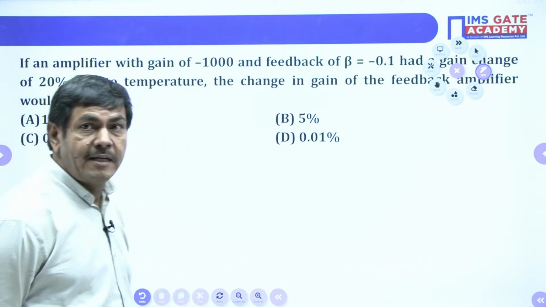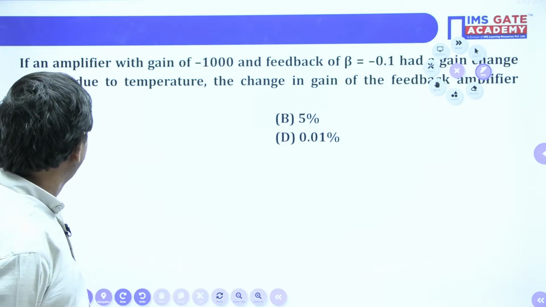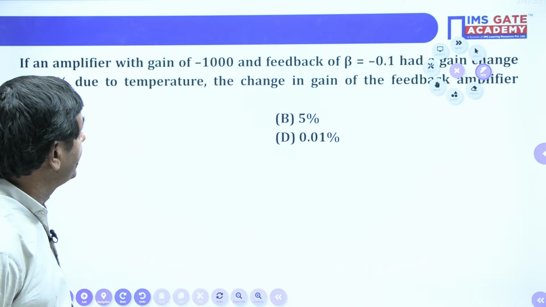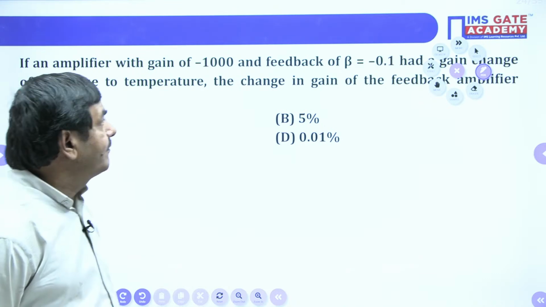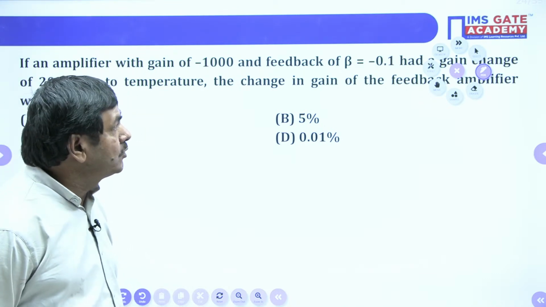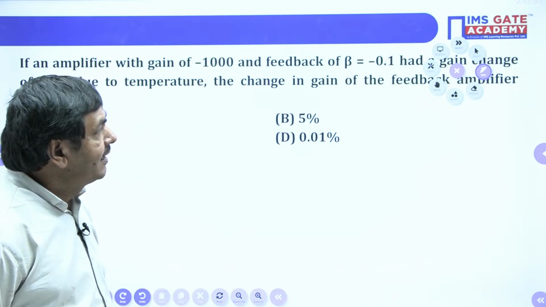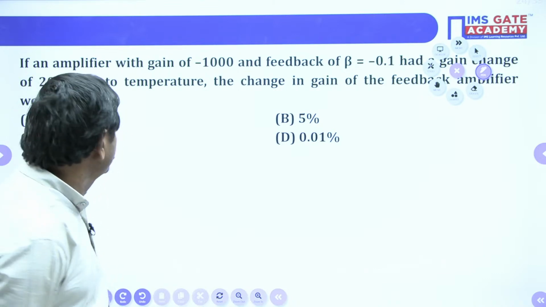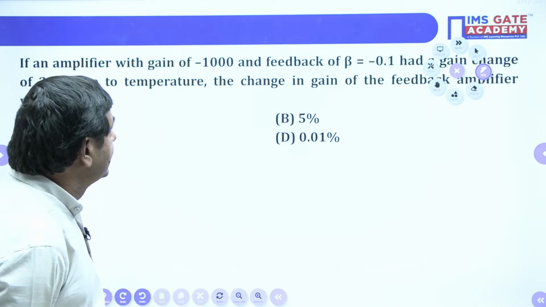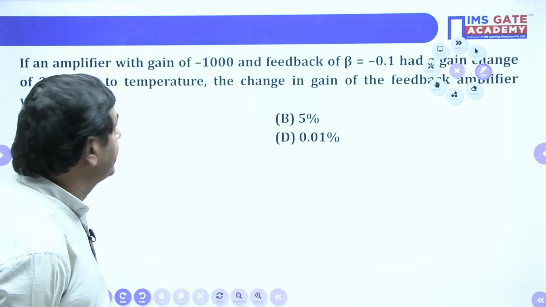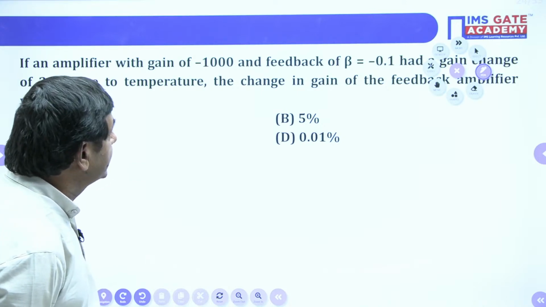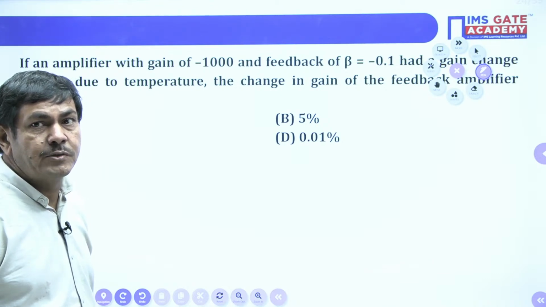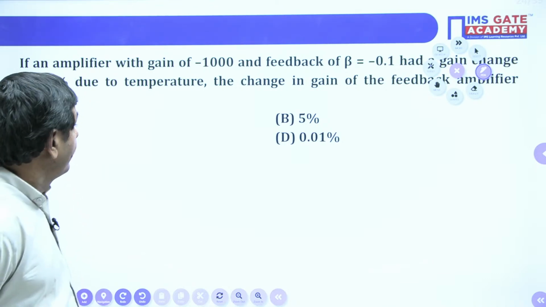Yes, please watch. I will do it now. If an amplifier with a gain of minus 1000 and feedback of beta equal to minus 0.1 had a gain change of 20% due to temperature, the change in gain of the feedback amplifier would be dash. Four options are given. Which option is right? We need to identify what's given in the problem.